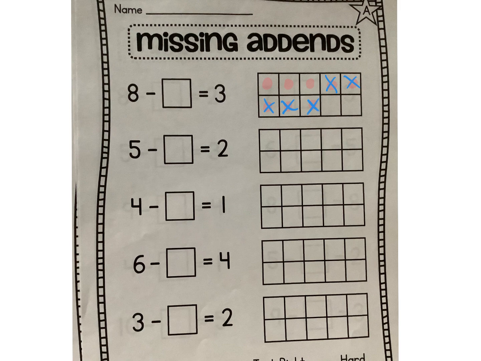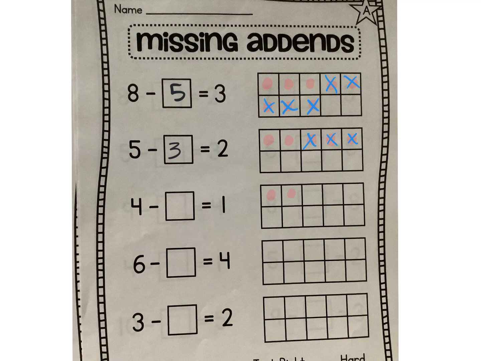How many did I cross out? 5, very good. So that means my missing addend is 5. Okay, next one. Draw 5 circles. And then I'm going to cross them out until I have 2 left. How many did I cross out? 3. Good. The next one has a 4.